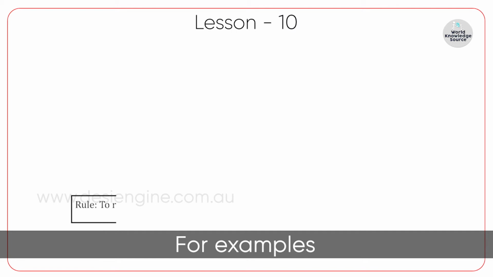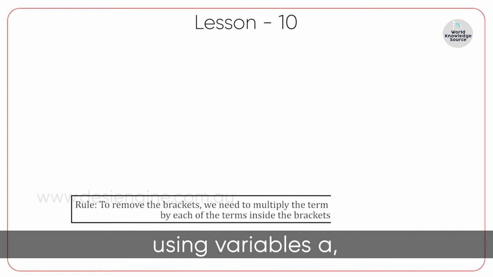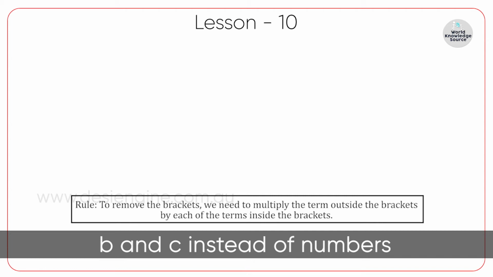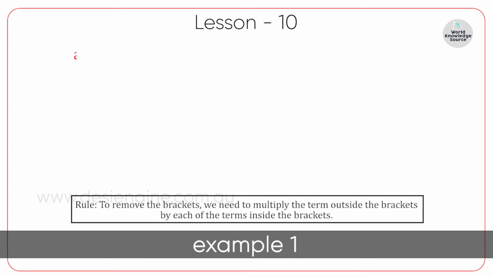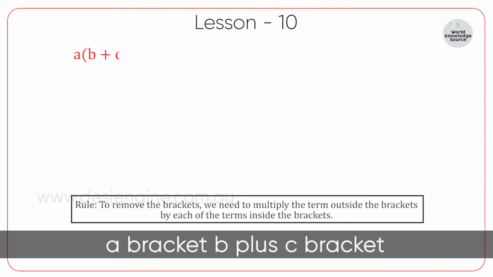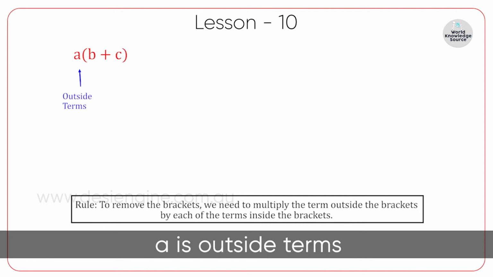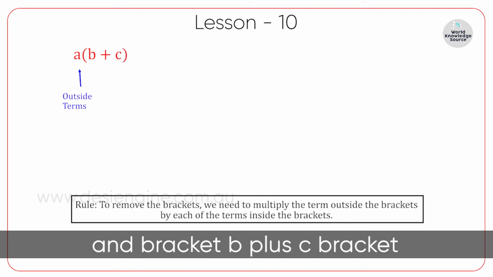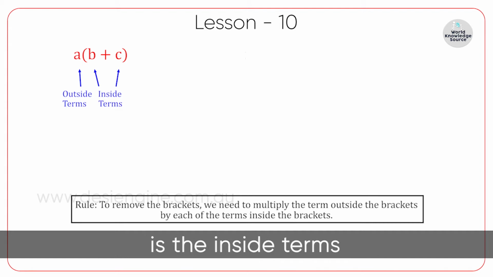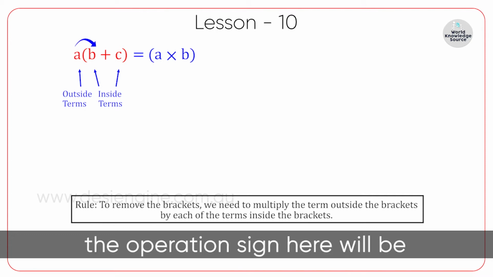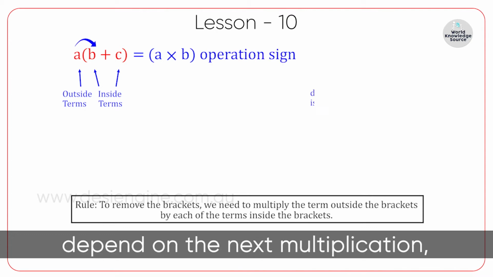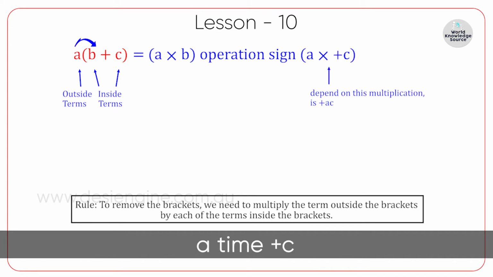For examples, expanding using variables a, b and c instead of numbers. Example 1. a(b + c). Note that a is the outside term, and (b + c) is the inside terms. Apply the rule. We will have a times b. The operation sign here depends on the next multiplication. a times positive c is positive ac. Therefore, the expansion will be ab + ac.